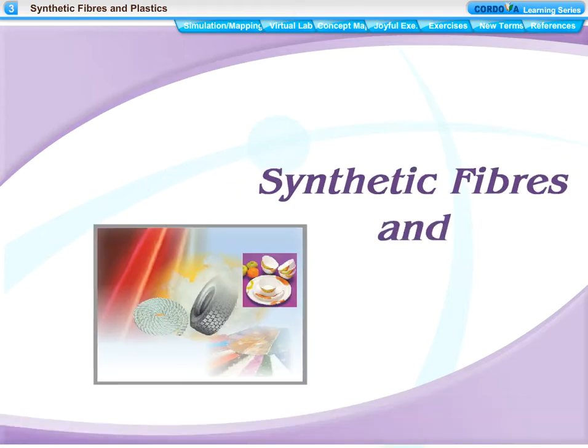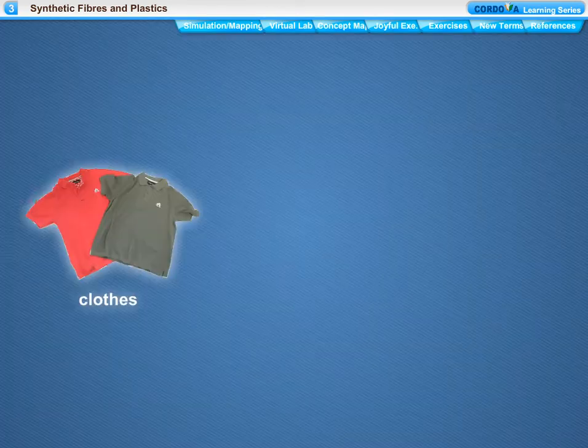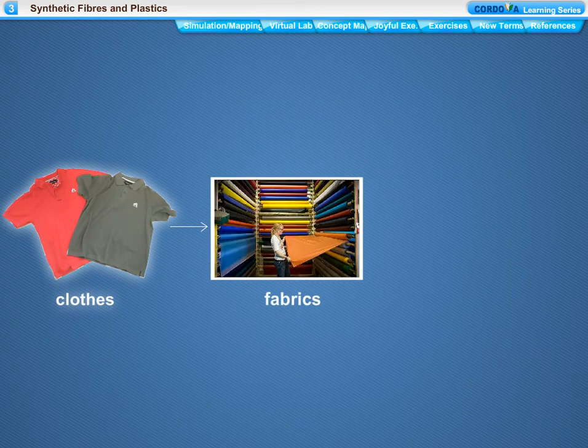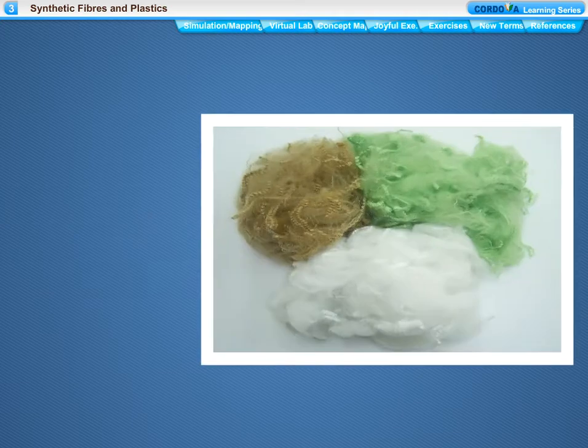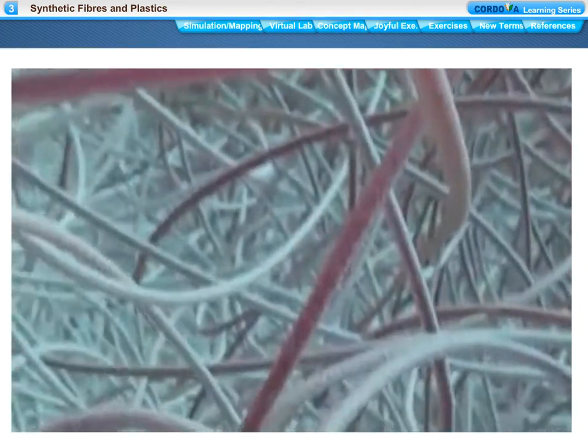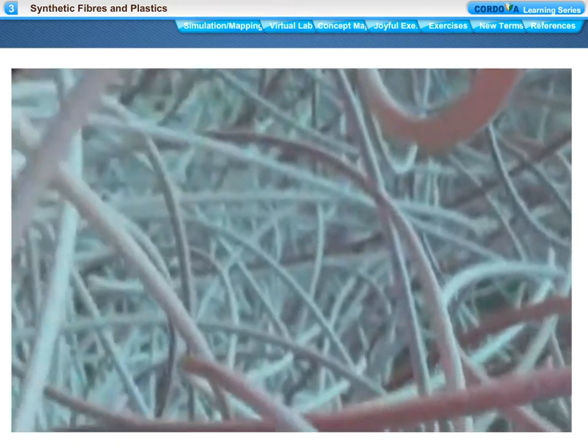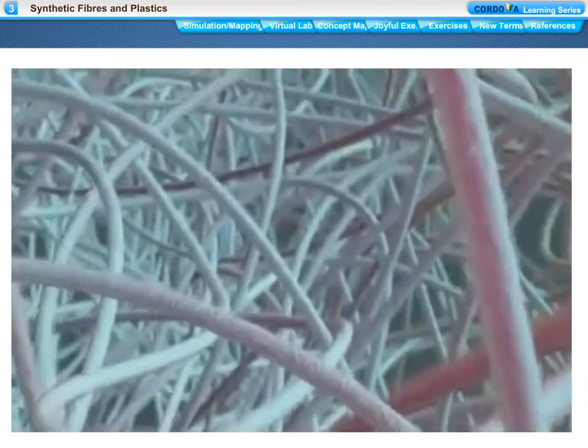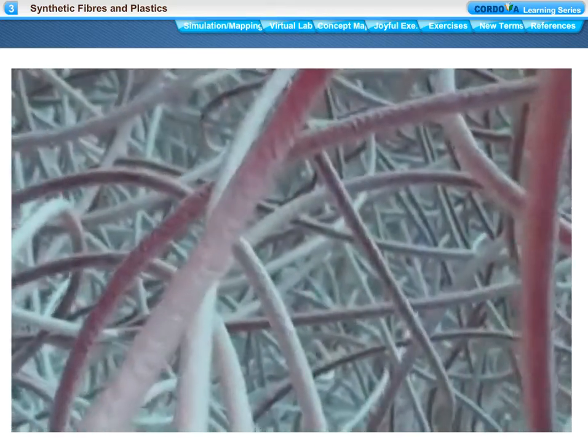Chapter 3. Synthetic Fibers and Plastics. We know that the clothes which we wear are made of fabrics. Fabrics are made from fibers. A fiber is a thread-like material that is strong and flexible enough to be converted into fabrics and several household items like ropes and nets.